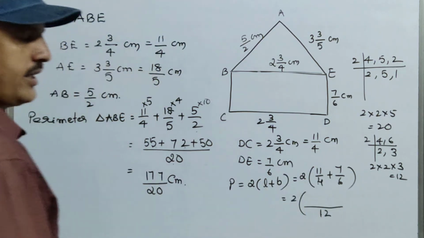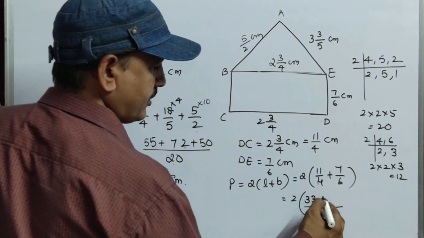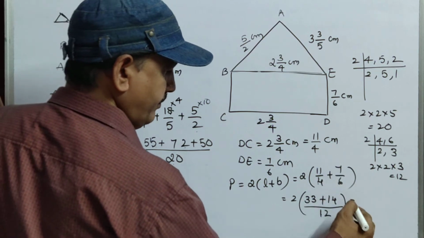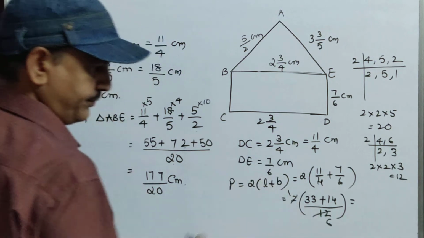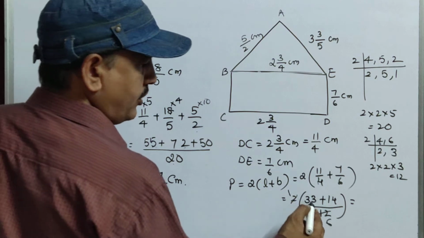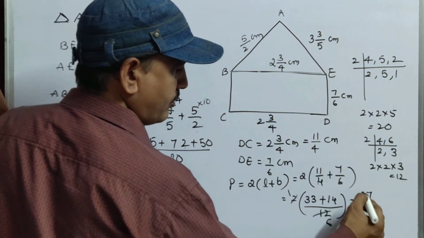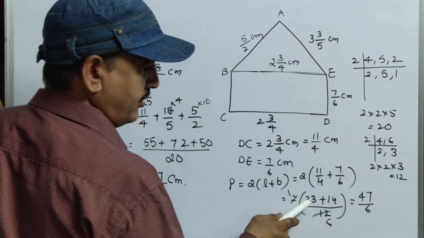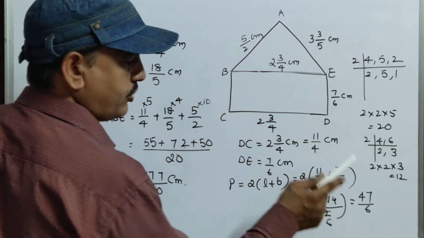4 table 12, how many times? 3 times. 3 11s are 33. 6 table 12, 2 times. 2 7s are 14. Now add: 3 plus 4 is 7, 3 plus 1 is 4. So we get 47 by 6. You got it.